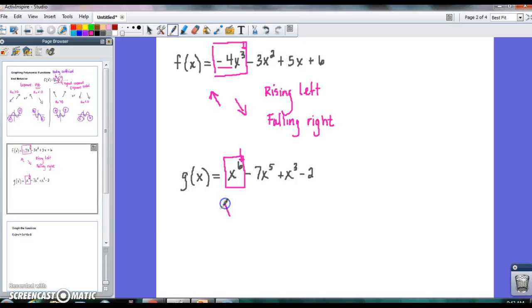Which means my end behavior is just this. That's all you need to do, is draw the arrows. And if you wanted to write it in words, you could say rising left and right. So go ahead and pause the video for a second, and you can go ahead and do problems 1 and 2.